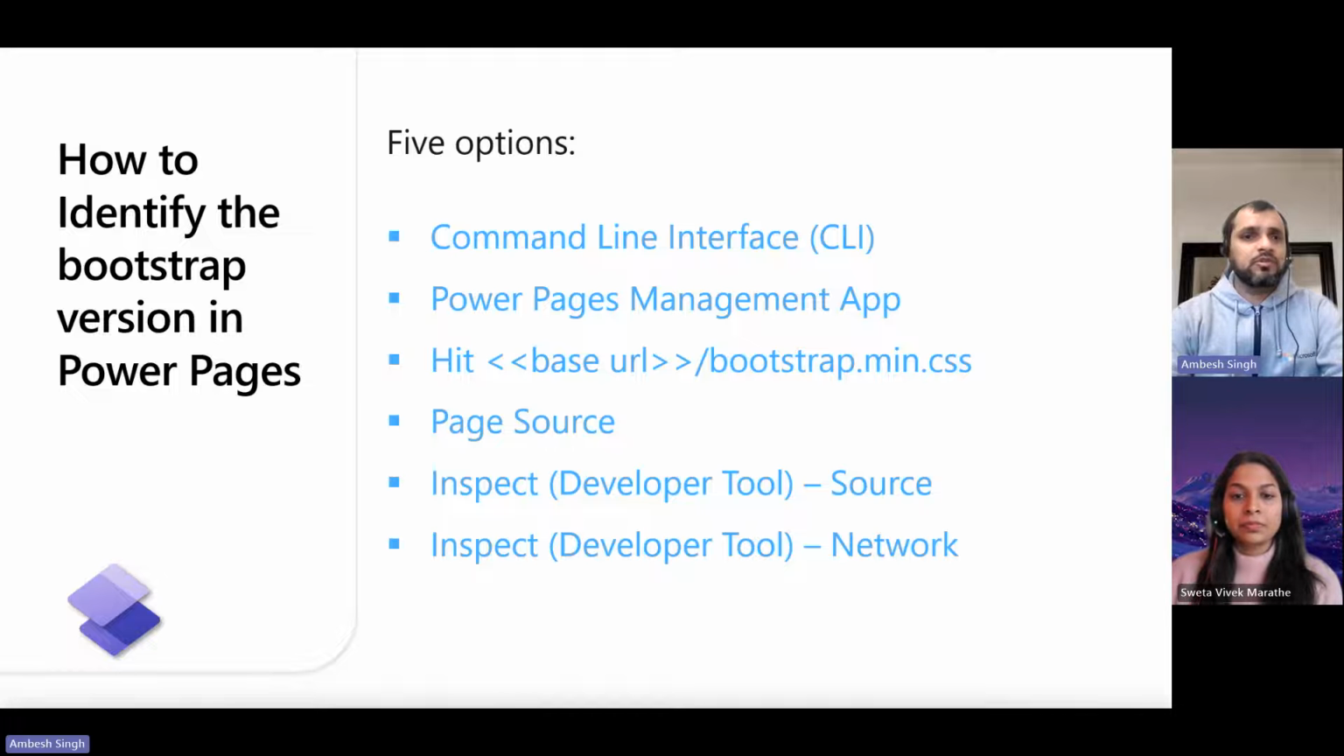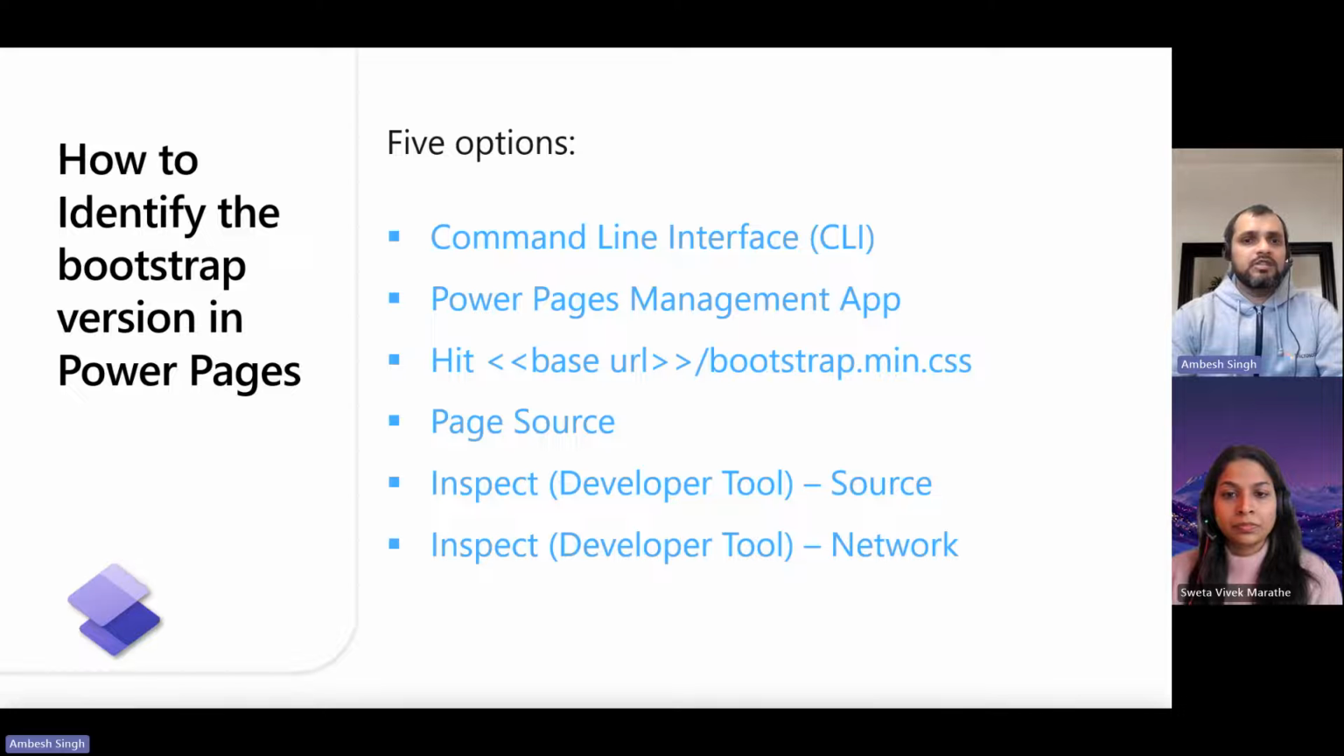For the first option, we can look at it from the command line interface. You can download it, open it in Visual Studio Code, browse to the respective file and look at what version it is. I will definitely show that in the demo. The second one is the Power Pages Management Studio app. In the Power Pages Management Studio, you go to the web files, find the particular file, download and open it, and then you can look into it.